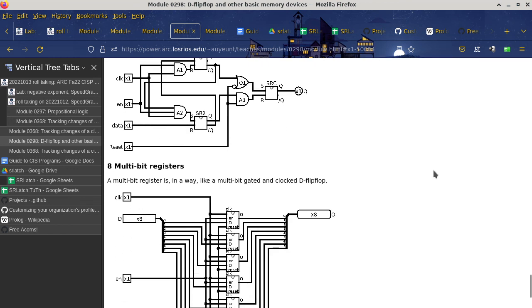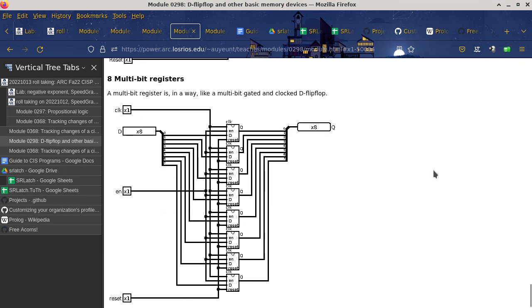Buy a new one. Why fix the other one? All right, so once we have that, then we can have a gang or an array of those devices to store 1 byte. So this is the device called a register to store 1 byte.